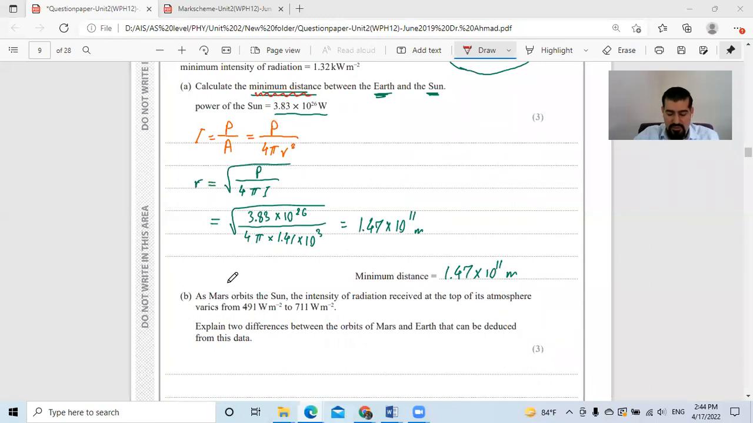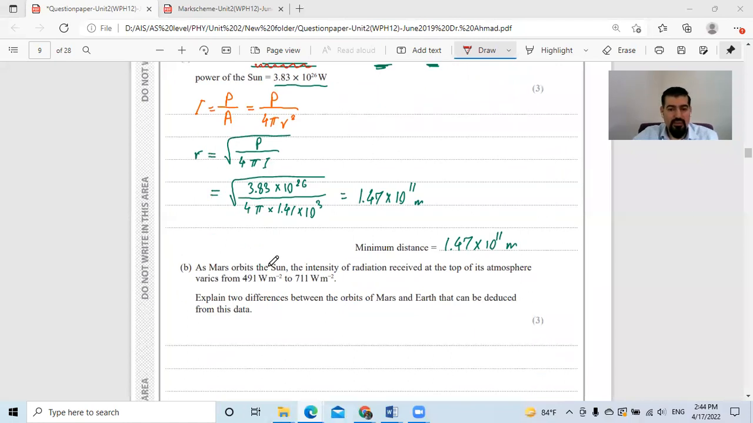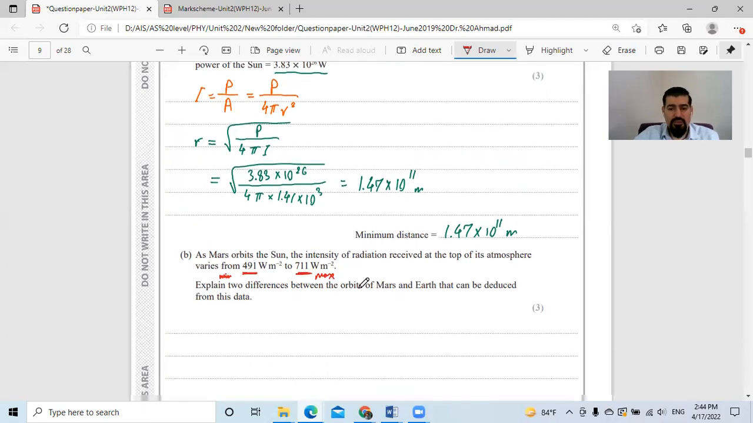Part B, what do they ask here in part B? As Mars orbits the sun, the intensity of radiation received by the top of the atmosphere varies from 491 to 711. So this is the minimum whenever it's farthest, and this is the maximum whenever it's closest to the sun, okay? Explain two differences between the orbits of Mars and Earth that can be deduced from these data.